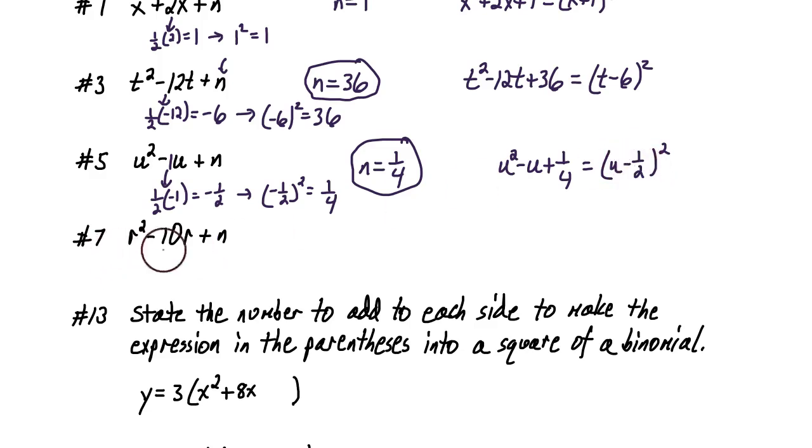Okay, number 7, same thing. What's n have to be? Well, what's half of negative 10? That's negative 5. Then, what is negative 5 squared? That's 25. So the n has to be 25.